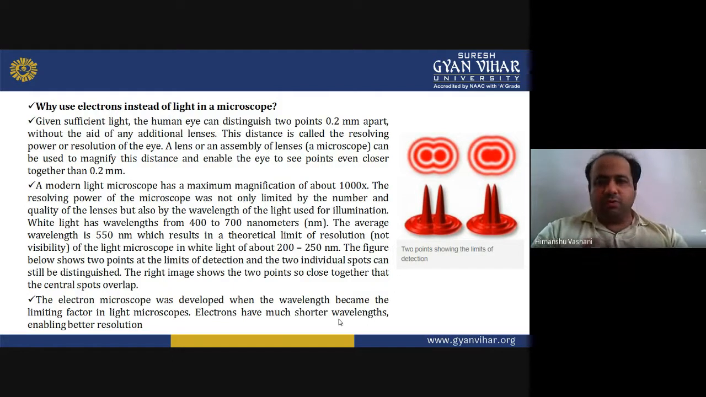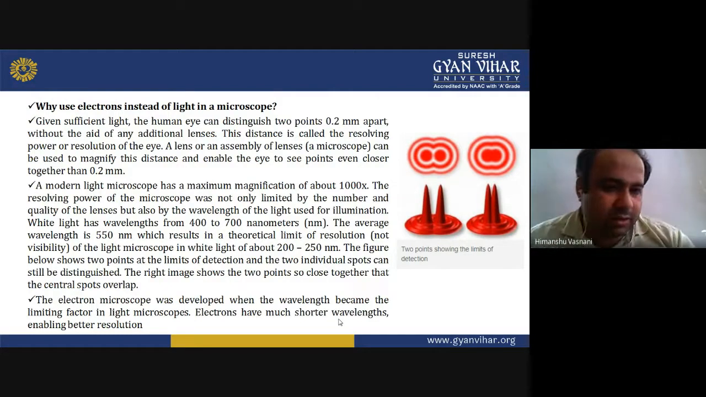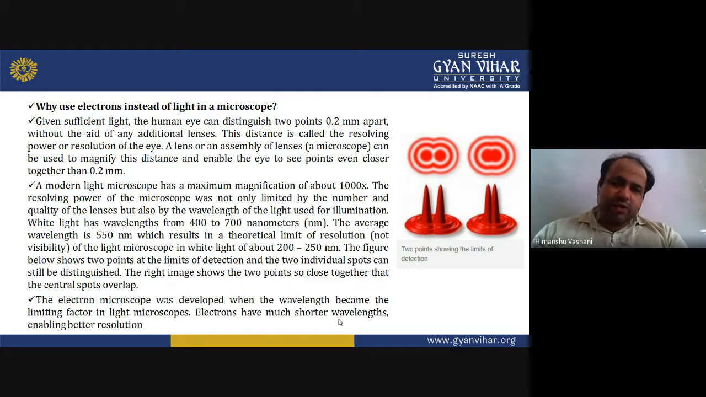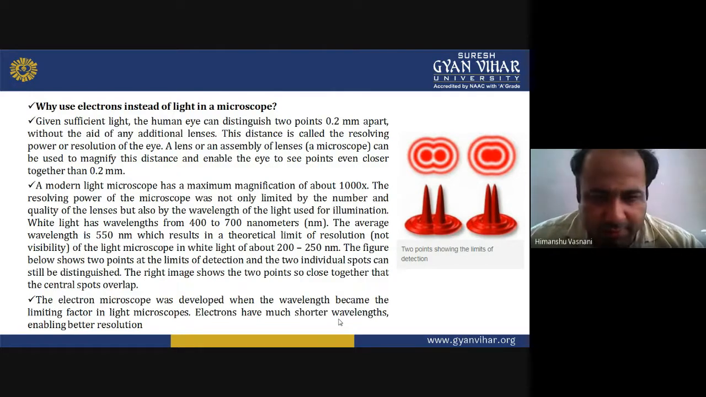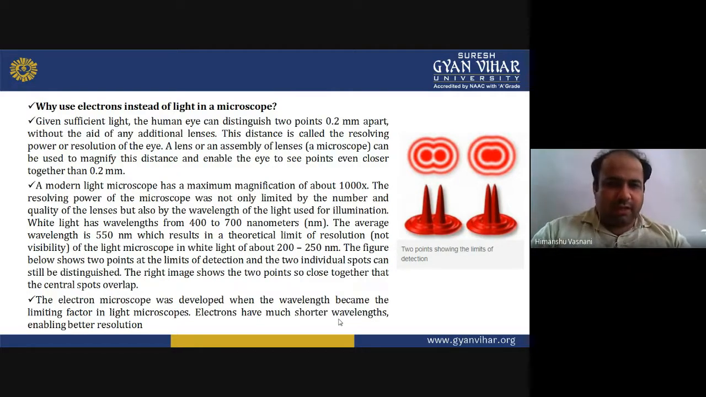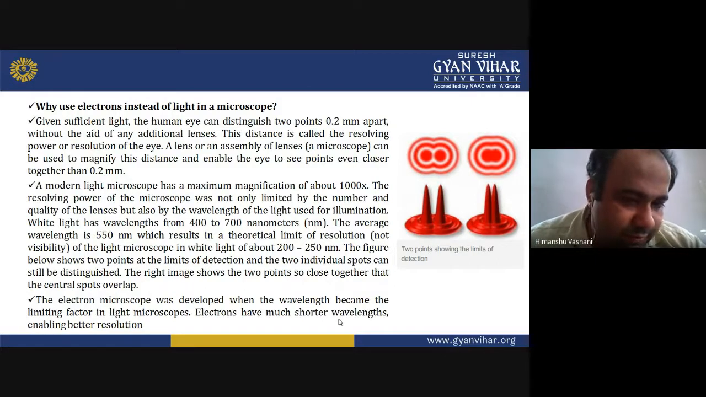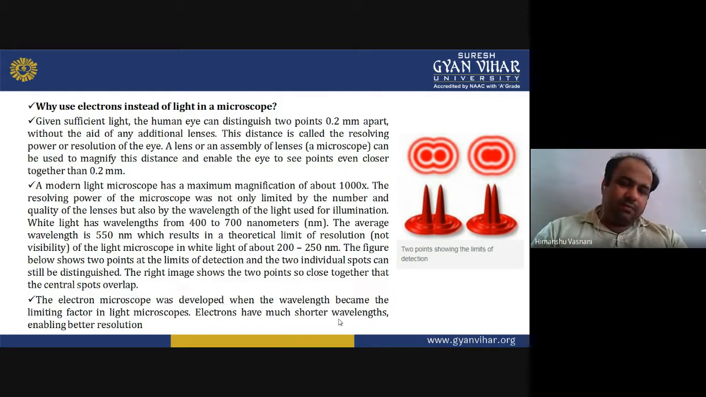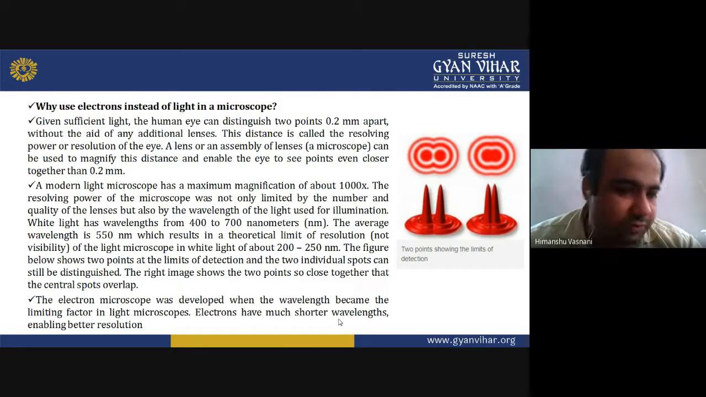Now the figure shows two points at the limits of detection, where the two individual spots can be distinguished. In the right image, the two points are so close together that the central spots overlap. The electron microscope was developed when the wavelength became the limiting factor in light microscopes. Electrons have a much shorter wavelength, enabling better resolution.